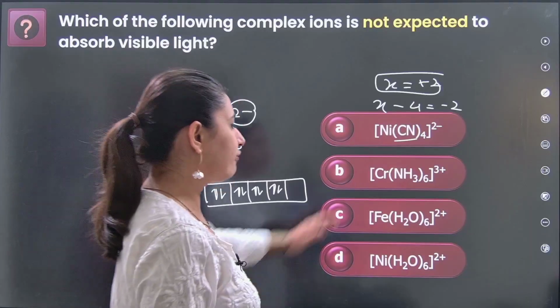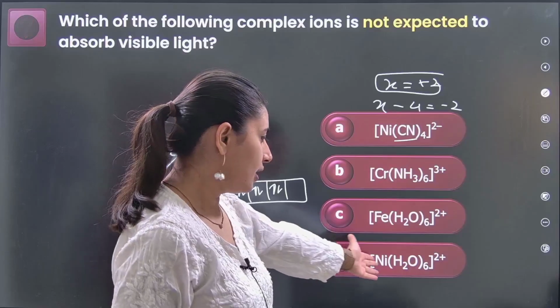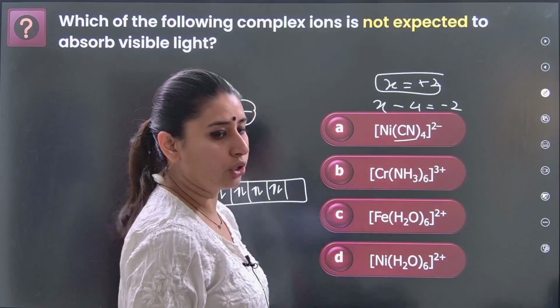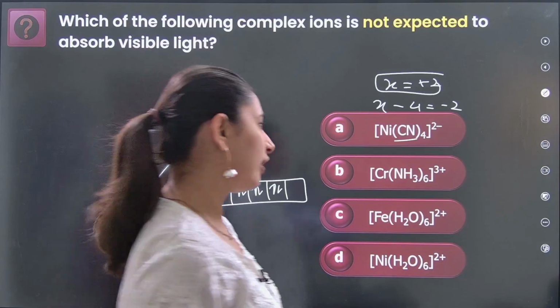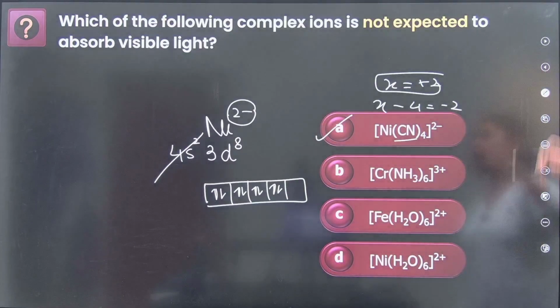But you can check for Cr3 plus, iron 2 plus, and Ni2 plus here with water as well. And you will know for yourself why we are going with option A here. You can check for the rest as a part of your homework.